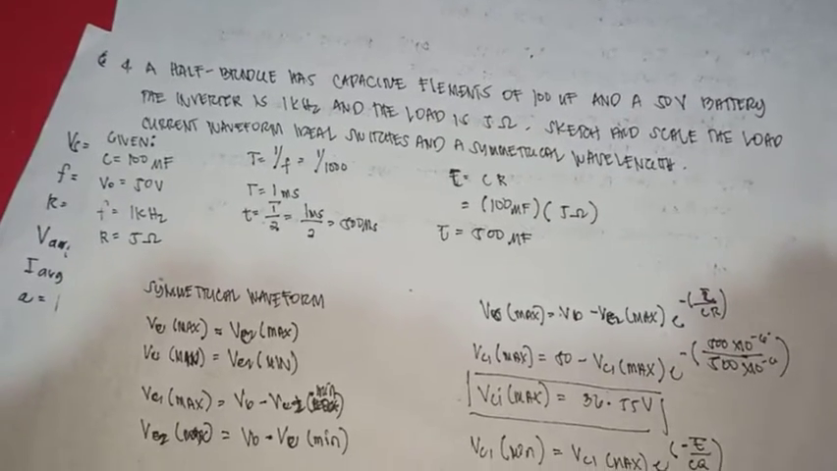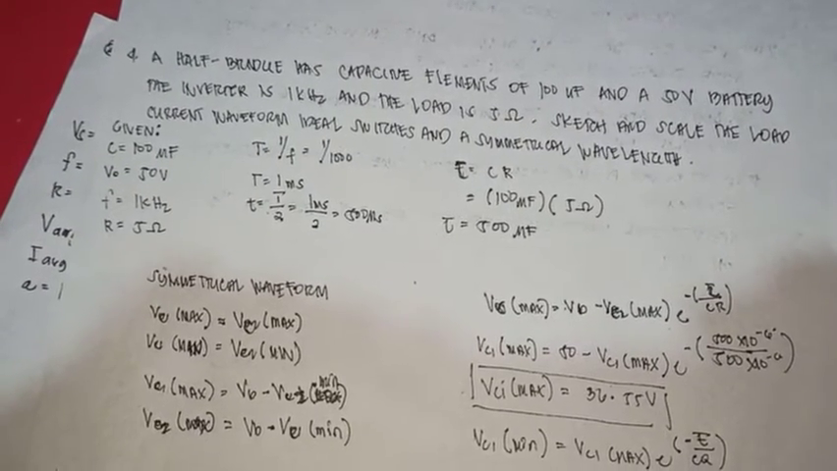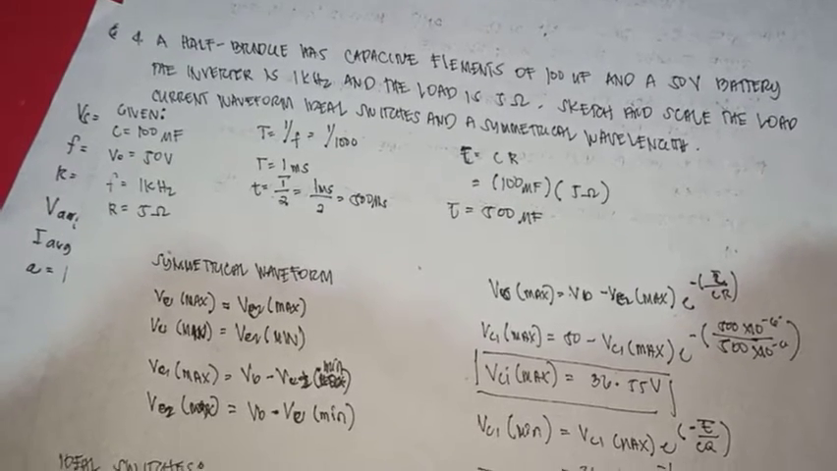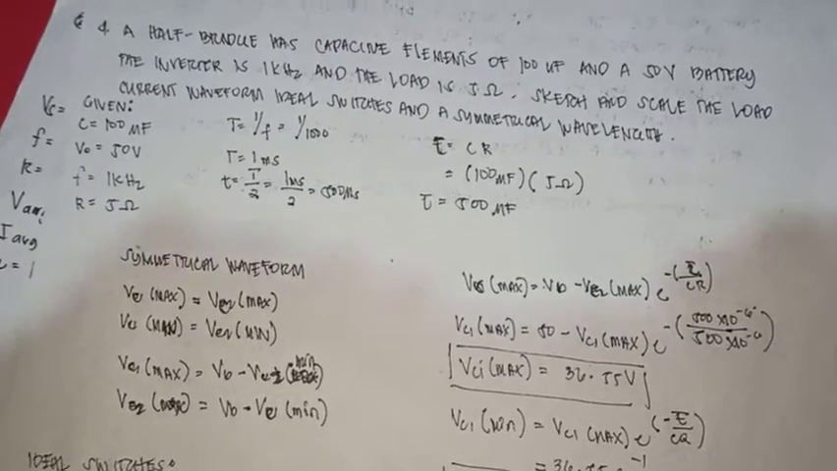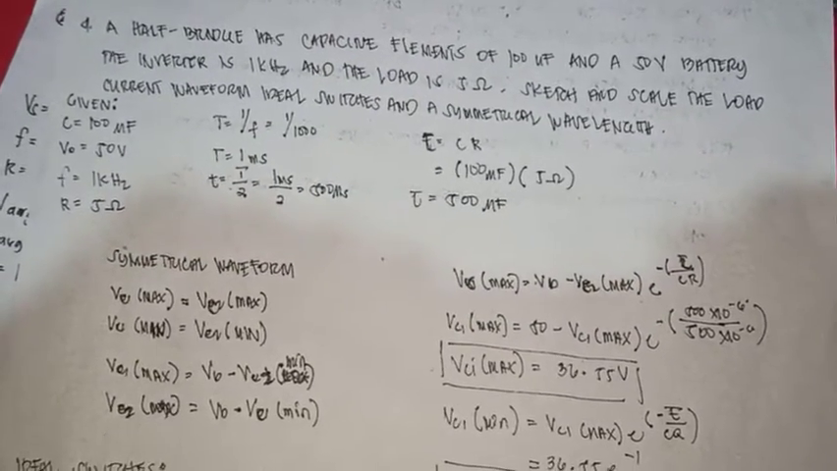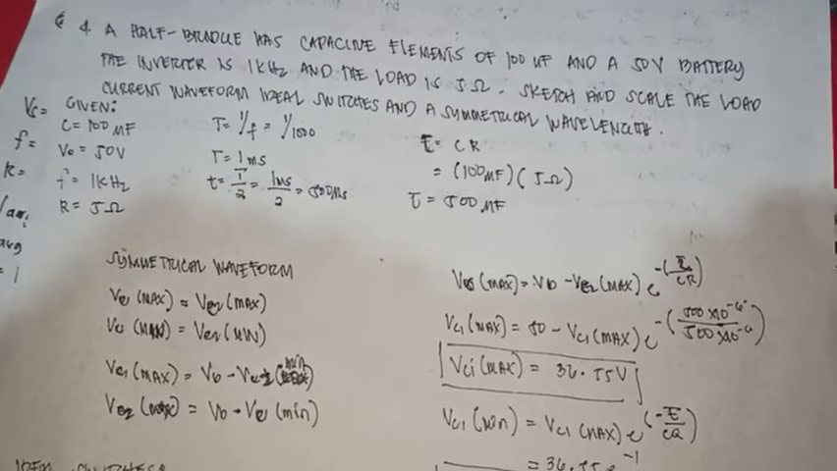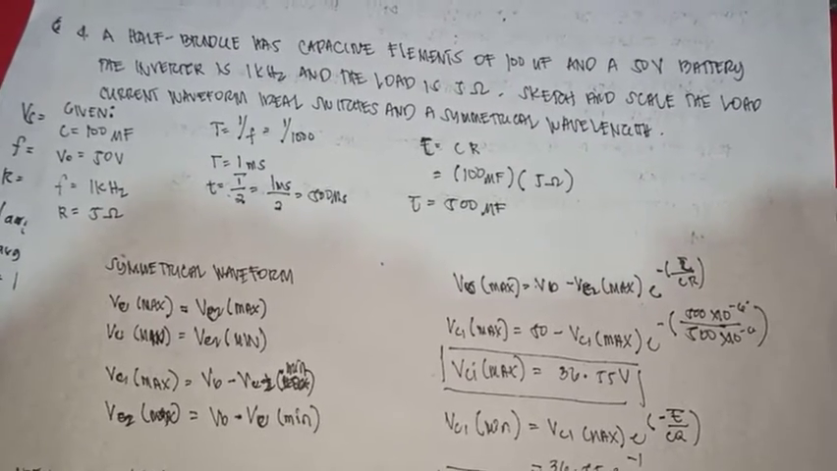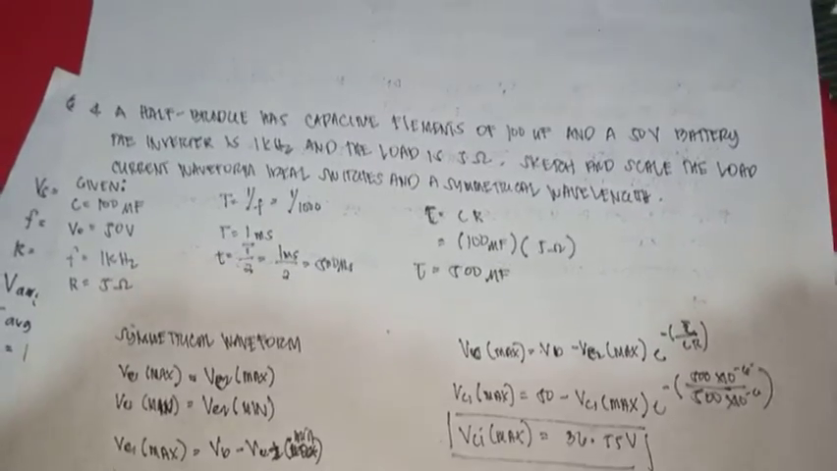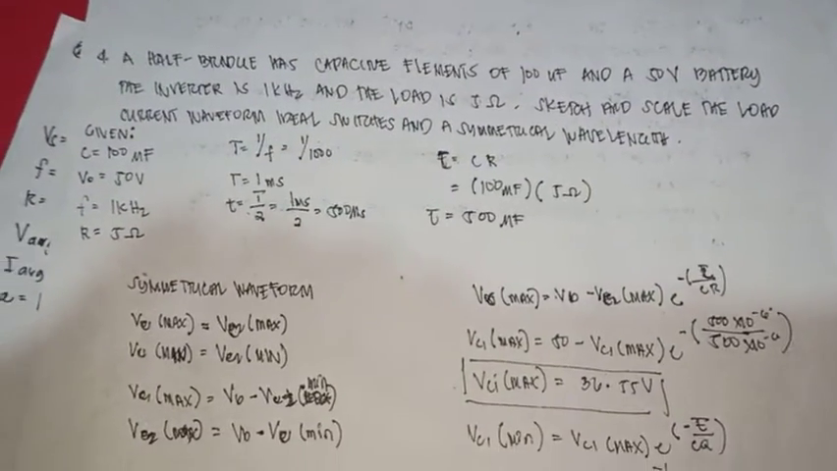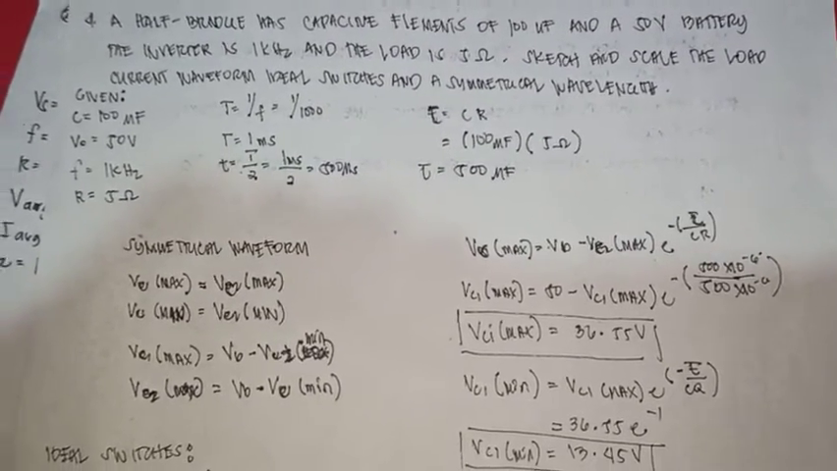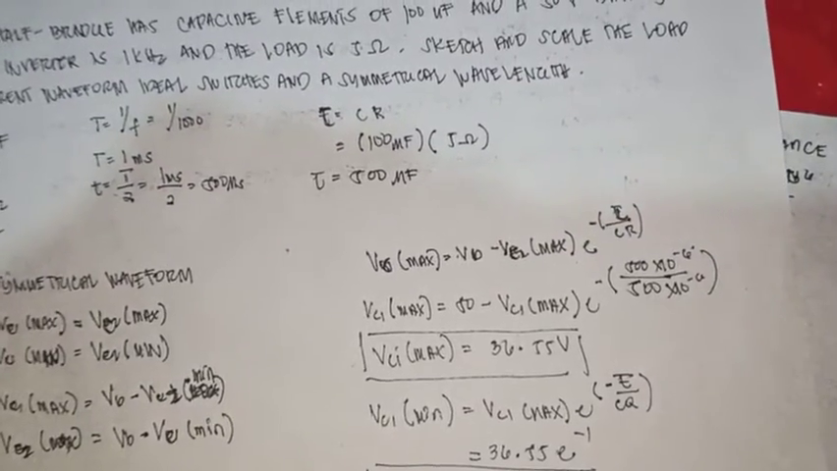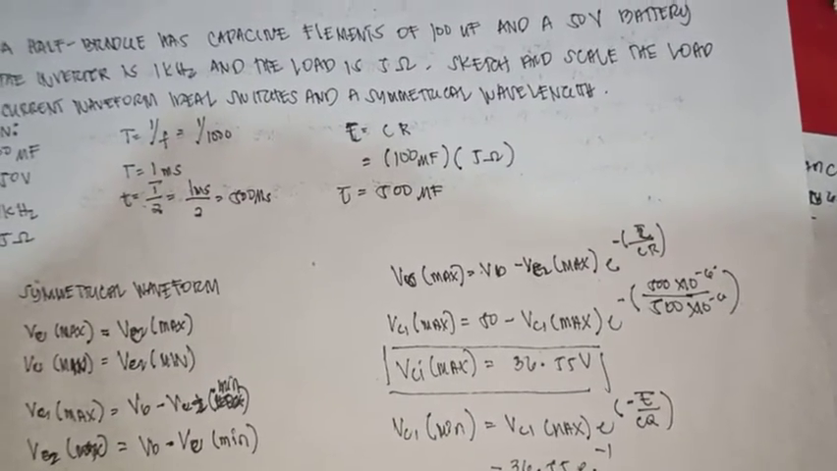Given is capacitor 100 microfarad, output voltage 50 volts, frequency 1 kHz, and resistance 5 ohms. T is 1 over 1000, so the time period is 1 millisecond. Then T over 2 is 500 microseconds. Tau is equal to C times R, capacitor times R, so tau is 100 microfarad times 5 ohms, which is 500 microseconds.